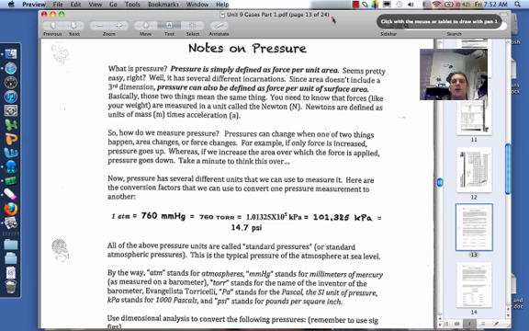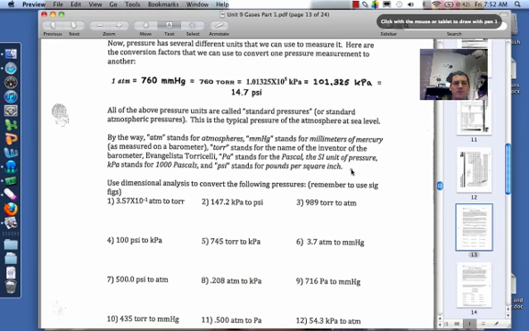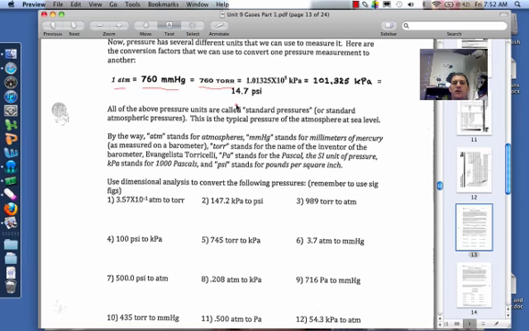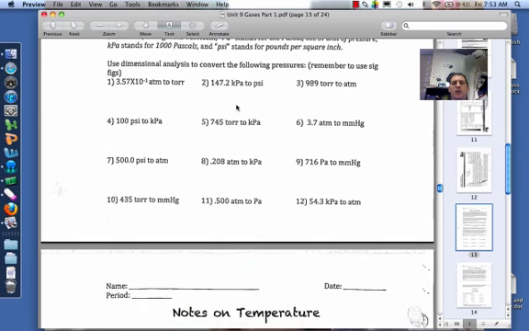Well, there are some conversions that we need to know, and on this sheet, it tells us what we need to know about it. So it says that one atmosphere is equal to 760 millimeters of mercury, or 760 torr, or 1.01 times 10 to the 5th pascals, which is 101.325 kilopascals, or it's also equal to 14.7 psi. So when you're going to convert the following units of pressure, it's really, really easy.